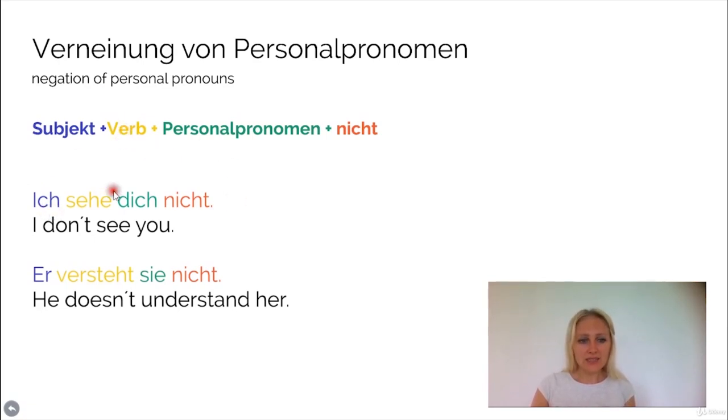Okay, so here, ich sehe dich nicht, it means I don't see you. Here ich is the subject because I'm the one who's seeing, the active part. Then sehe, the conjugated verb. Here's the personal pronoun, dich. It's in the accusative, right? Because sehen is an accusative verb. So ich sehe dich nicht, I don't see you. The negation comes after the personal pronoun. Versteht sie nicht, he doesn't understand her. Verstehen is also an accusative verb, but the accusative personal pronoun is exactly the same as in the nominative case. He doesn't understand her.